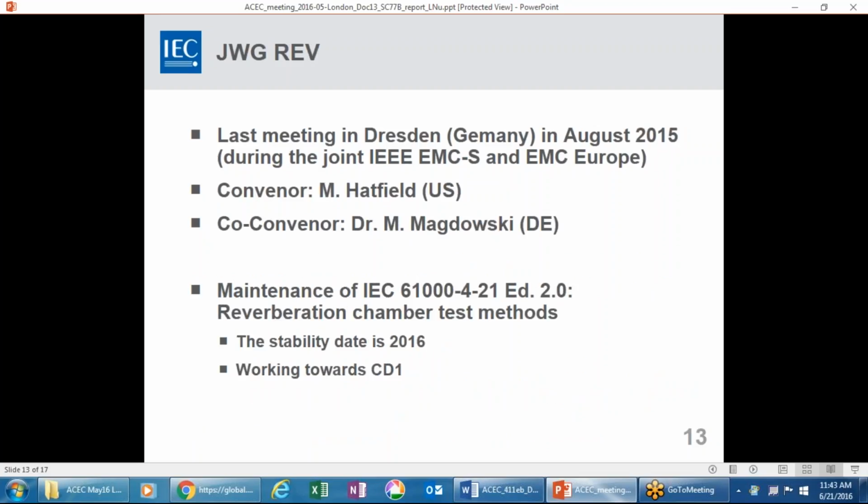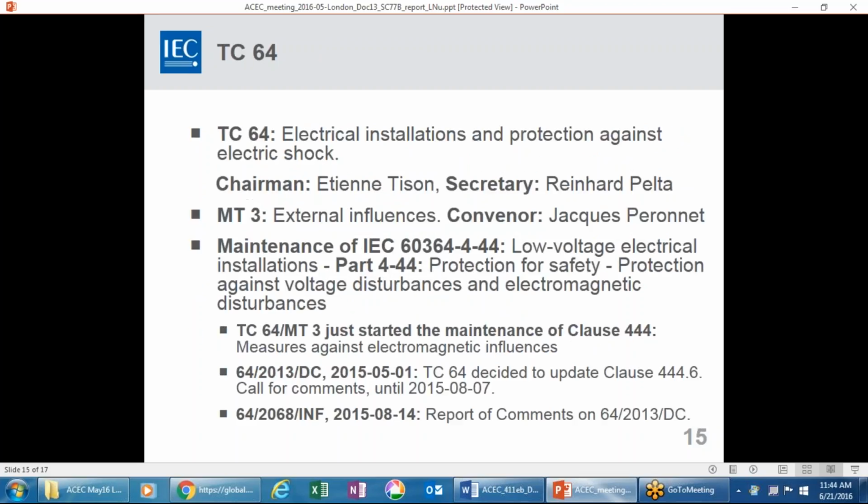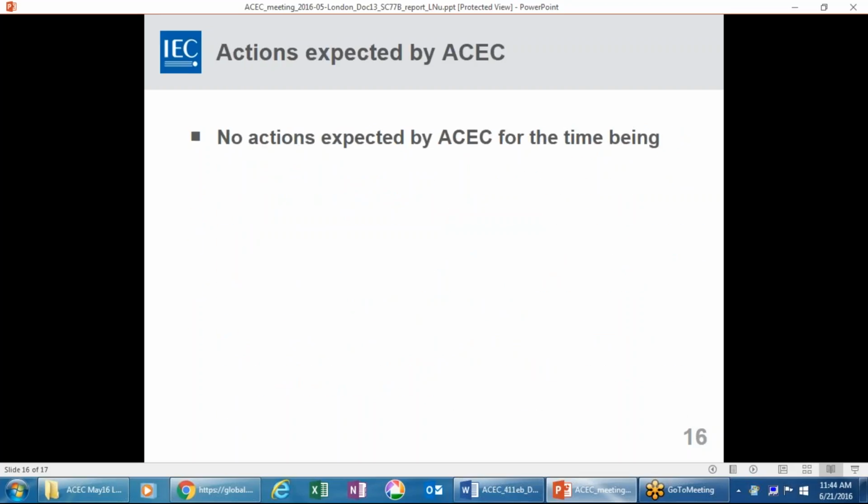Going over to the Joint Task Force on reverberation, you can see the stability is this year, but they are at least to the point of coming up with a committee draft. Notice it says committee draft 1. What that says to me is they expect to have more than one because of the controversy that might ensue. And I think that's all I want to talk about there.